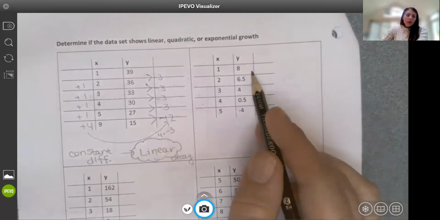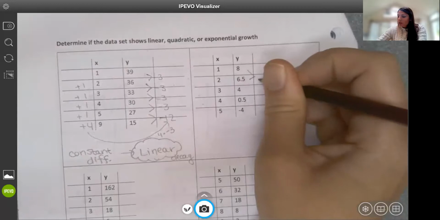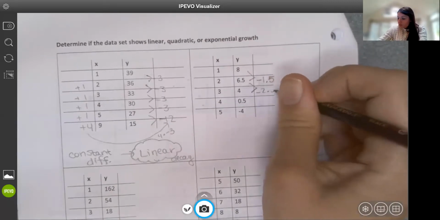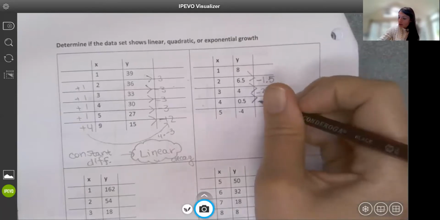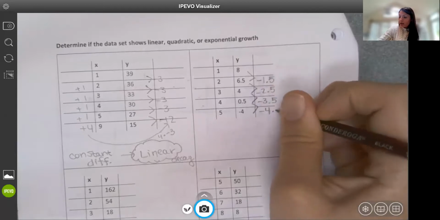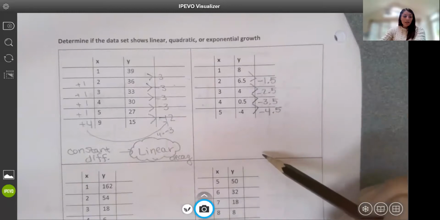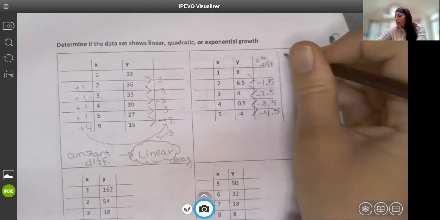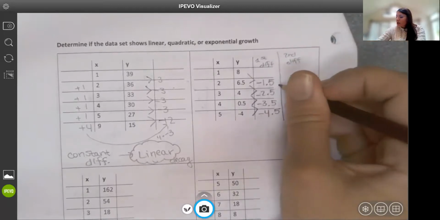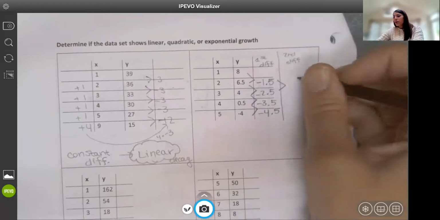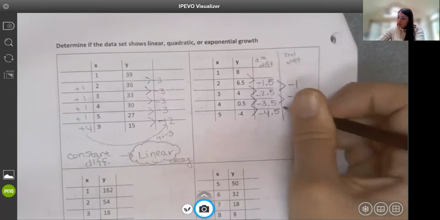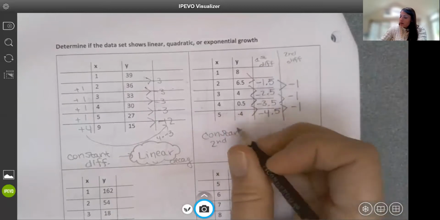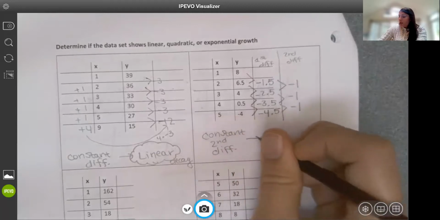Okay, let's look at our next one here. So constant difference from here to here, I'm subtracting 1.5. And from here to here, I'm subtracting 2.5. And from 4 to 0.5, I'm subtracting 3.5. And then I'm subtracting 4.5. So the first difference is not consistent. But then if I look at the second difference, from negative 1.5 to negative 2.5, I'm decreasing by 1, decreasing by 1, decreasing by 1. So I notice that I have a constant second difference, which means I have a quadratic.